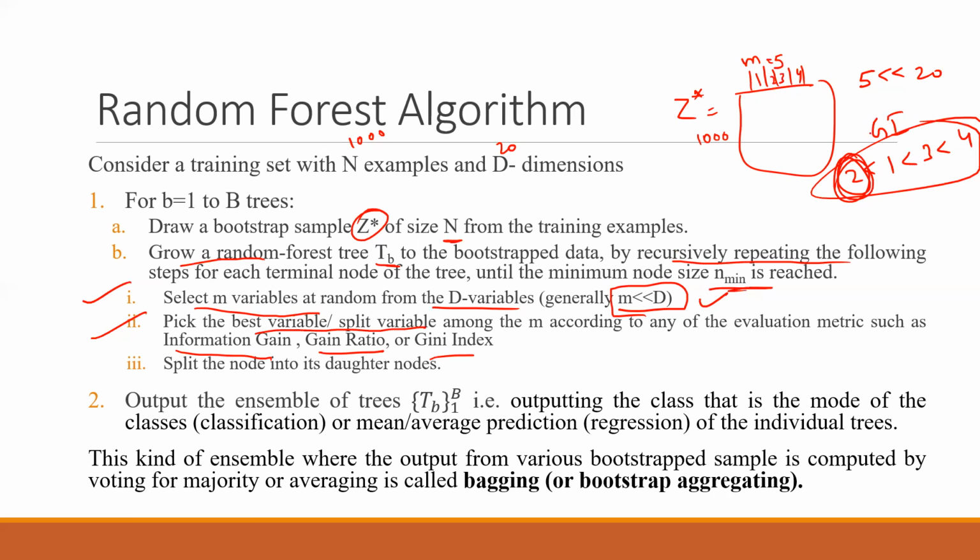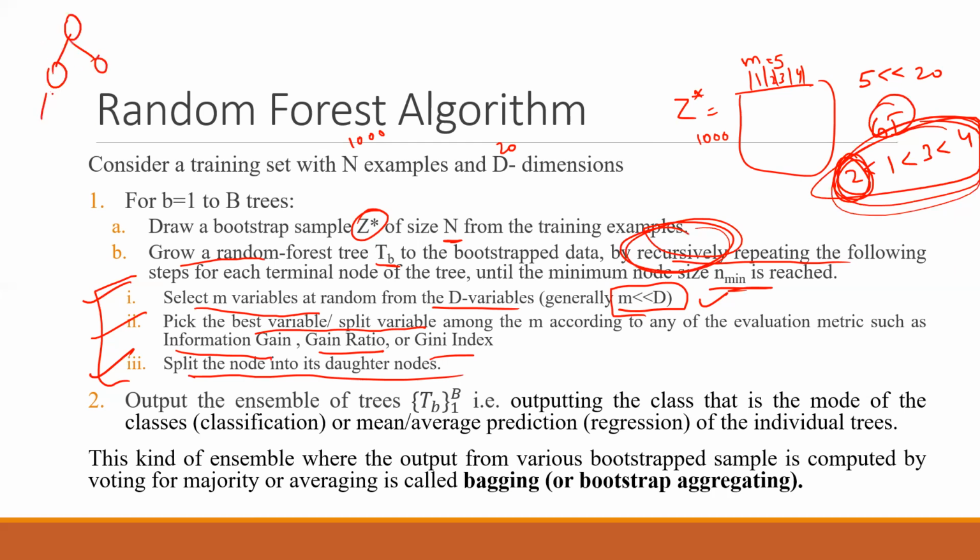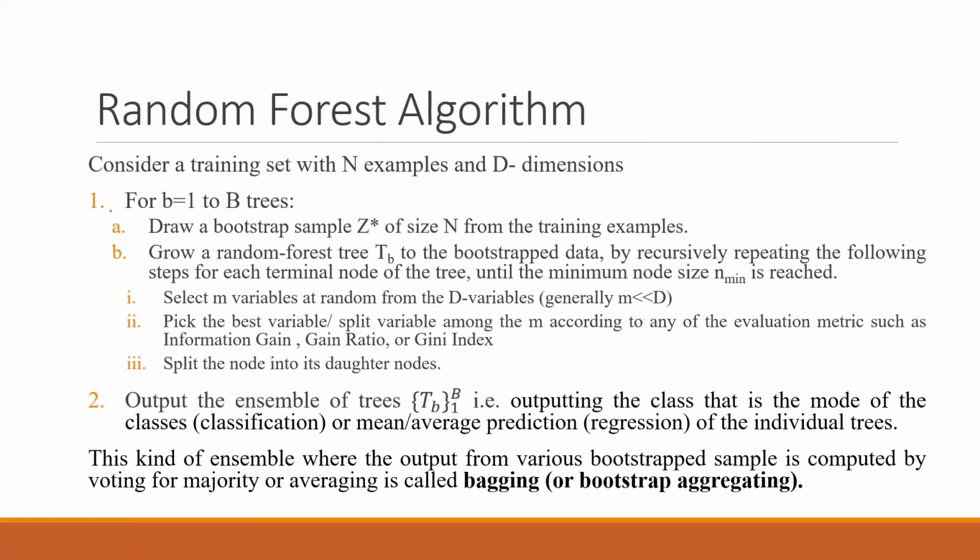If you are using gain index, you have to take care that the smallest value of gain index has to be taken. The final step is to split the node into the daughter nodes. Obviously, because you are using recursion here, these 3 steps will be repeated again and again until all the 4 nodes are put into a decision tree. So this is how all the 4 nodes have to be put, and the decision has to be made. But that's the basic idea behind this step 1.